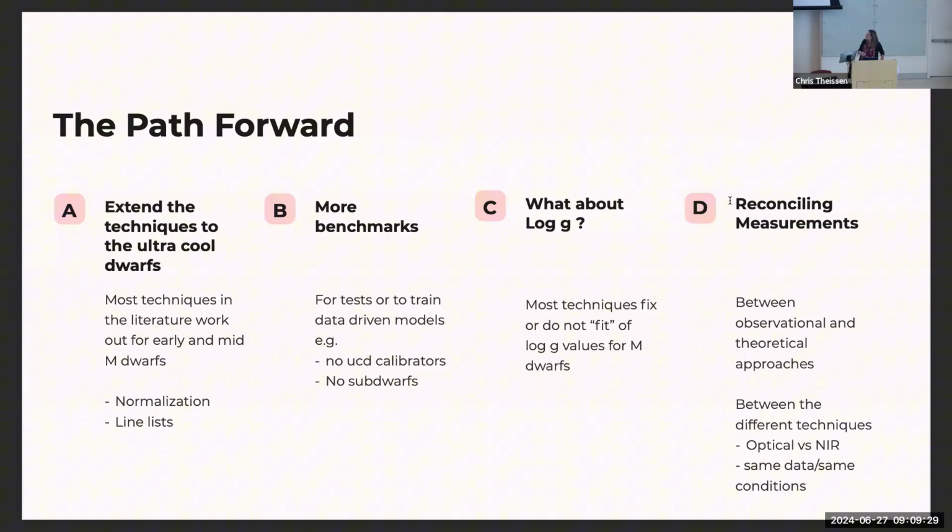As it was pointed out in other talks, if we want to use data-driven models, we really need to have really good calibrators, and not just a few, but a lot of them, right? I didn't even put that there. So I said, well, we don't have the cool M dwarfs. There's no subdwarfs, and there's no young stars either, right? So we want that. What about log g?